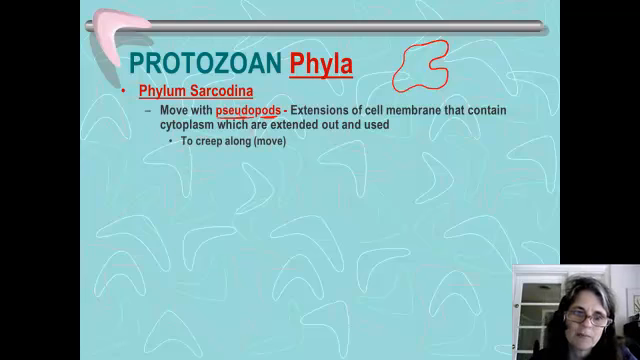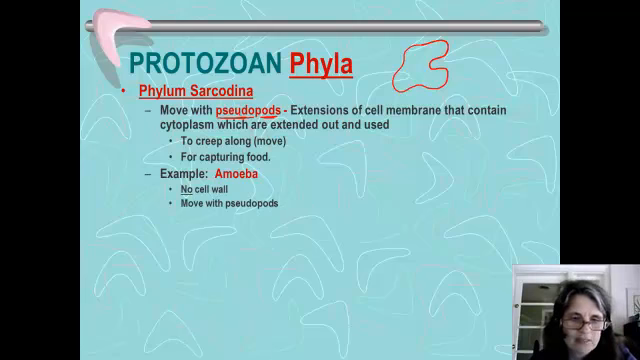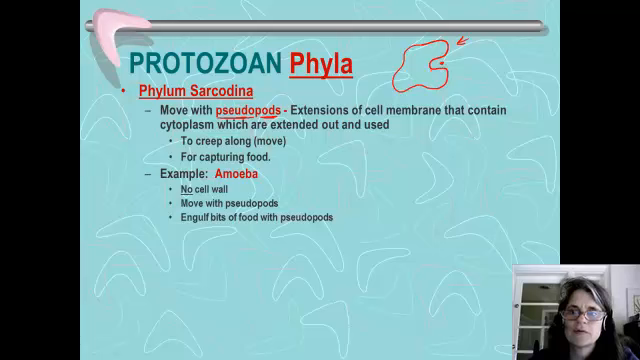These pseudopods can help it creep along, they can help it capture food. The classic example of this organism is an amoeba, and there are many different types of amoeba. Amoeba lack cell walls, they move with pseudopods, they will engulf bits of food. If this is an amoeba, a bit of food would be right here and it would engulf it. Its pseudopods would extend out and just engulf that food item, and then it would digest it.